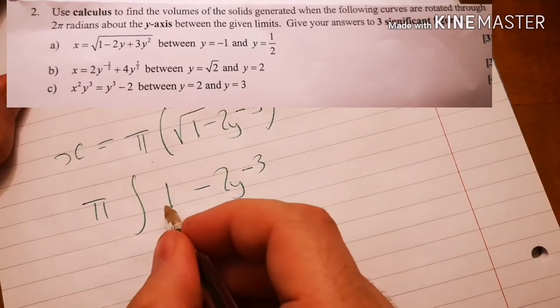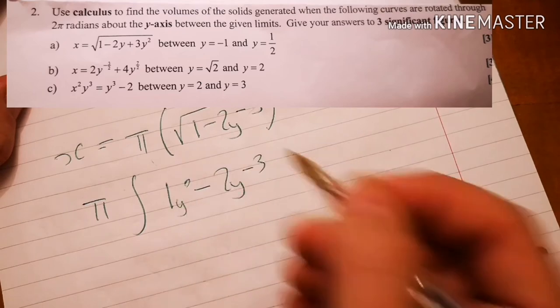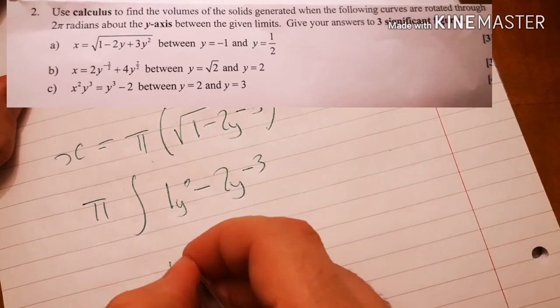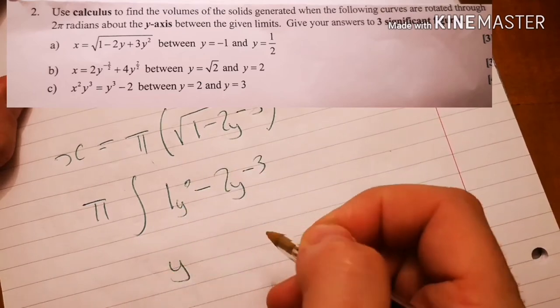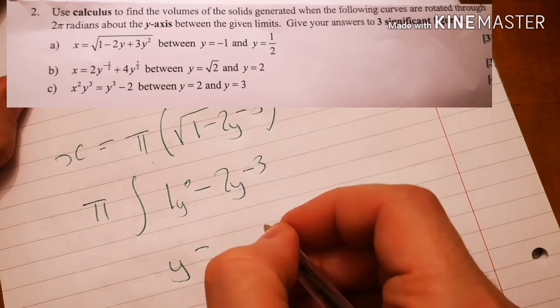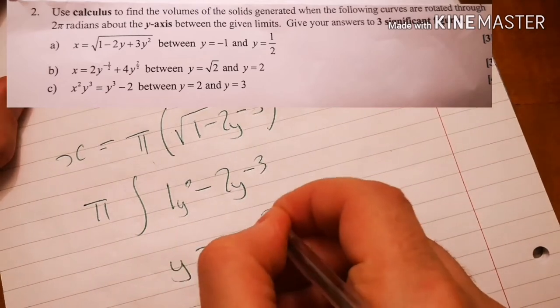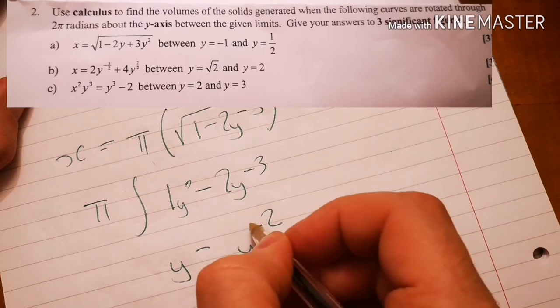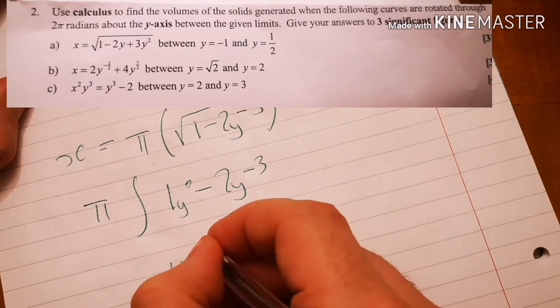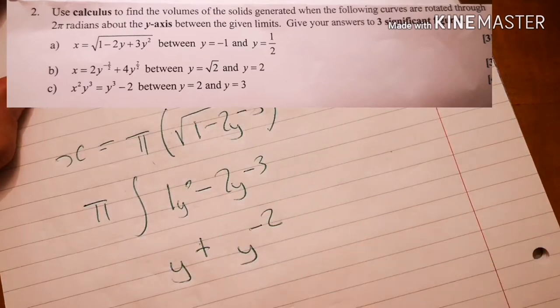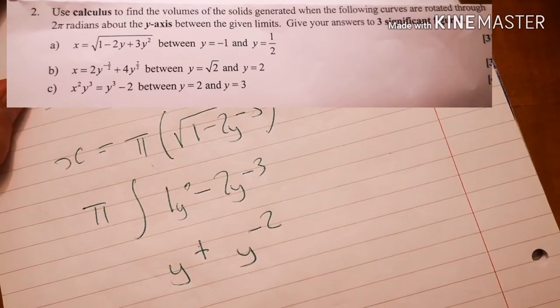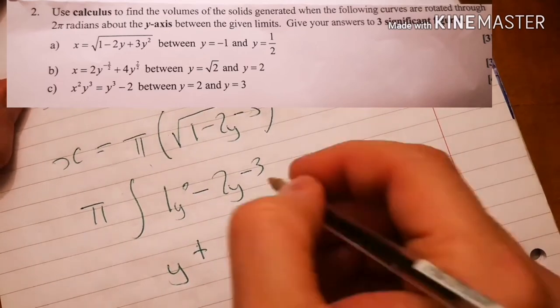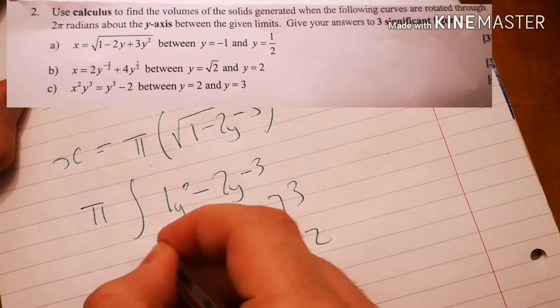Okay, so 1 is obviously, technically, 1 to the power of 0. So when I add 1, I just get y to the power of 1. Okay, this one here, I'm going to have to add 1, which makes it a minus 2. Minus 2 divided by minus 2 actually just makes it plus 1. So I've got y to the power of minus 2. And this is between limits of 3 and 2.